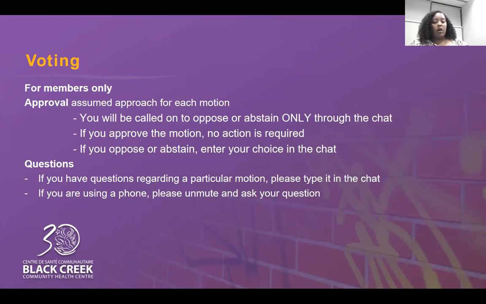For voting, just a reminder that voting is for registered members only. And just so that people are aware, we're using an assumed approval approach for each motion, which means that we've already received volunteers to move and second motions, but you will be called upon to oppose or abstain only through the chat. If you approve a motion, no action is required. But if you oppose or abstain a motion, you must enter your choice in the chat room. If you have any questions regarding a particular motion, please type it in the chat. And if you are using the phone, please unmute and ask your questions. Again, it's *6 to unmute and *9 to raise your hand. To expedite the voting process, we'll be asking members to indicate if they oppose or abstain from each motion. So again, you don't have to do anything if you approve the motion.